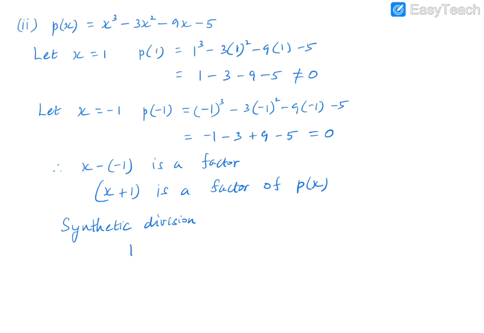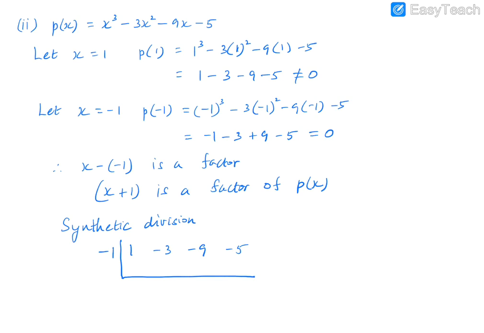We will write the coefficients of the given polynomial. The coefficient of x power 3 is 1. The coefficient of x square is minus 3. The coefficient of x is minus 9, and the constant term is minus 5. We are going to divide this with the factor that we have found, which is x plus 1. That corresponds to x equal to minus 1, so we are going to divide with minus 1.